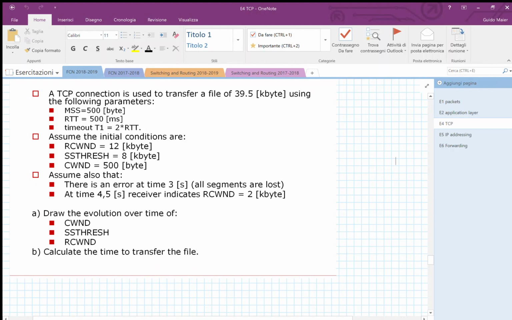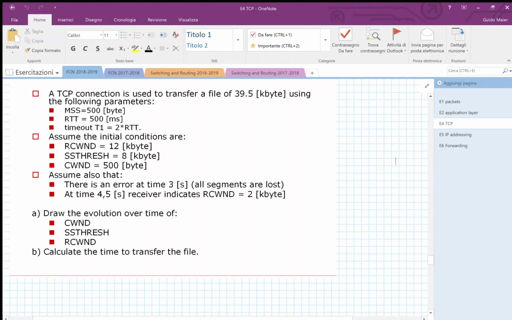It's a graph in which you have on the x-axis the time, which is slotted in round trip times, and on the y-axis you have an indication of size, and also in this case you slot it in terms of maximum segment size. You can also assume that all the segments, except maybe the last one, are of the maximum segment size. So this is the graph that we are going to draw.